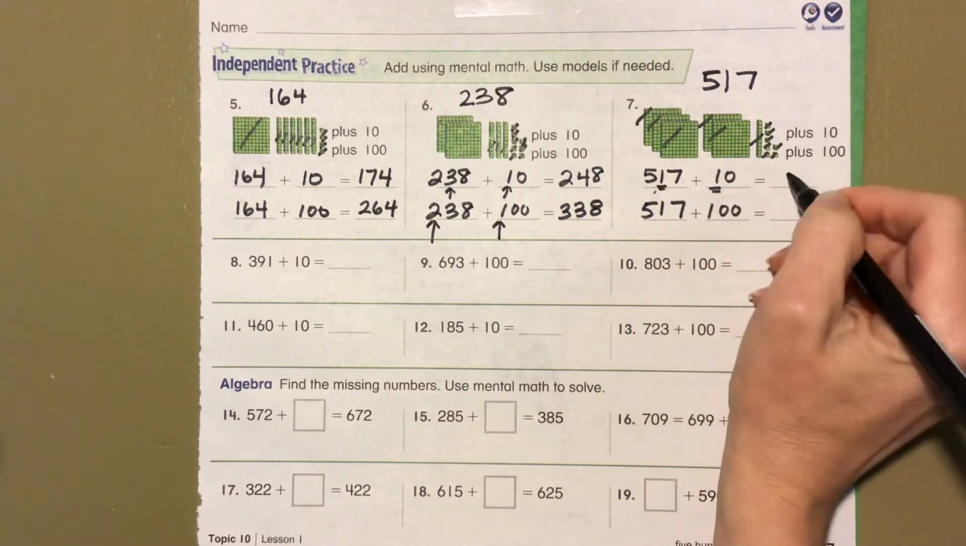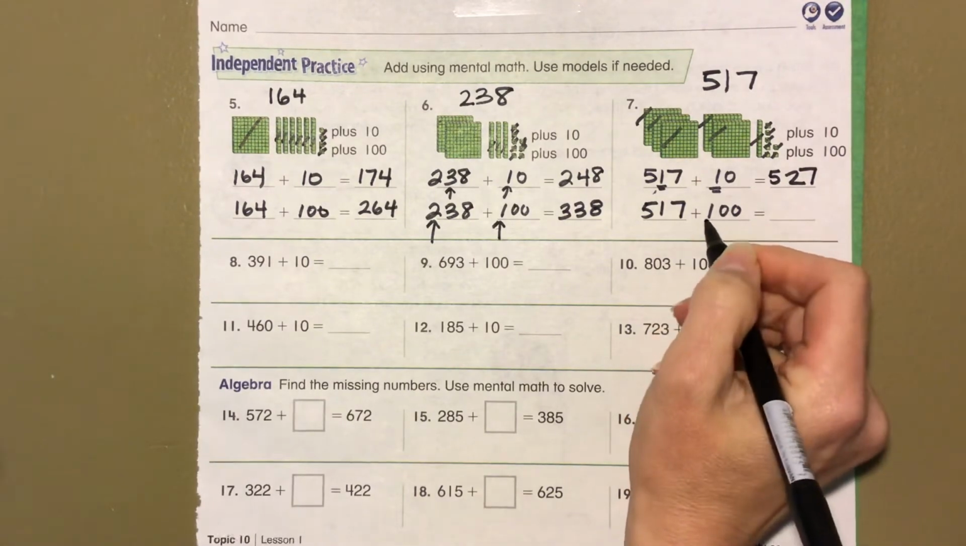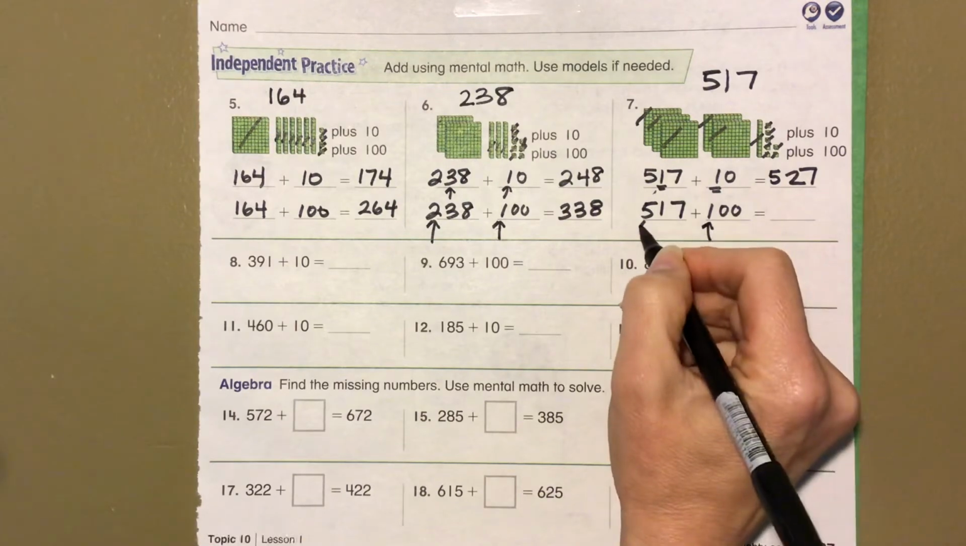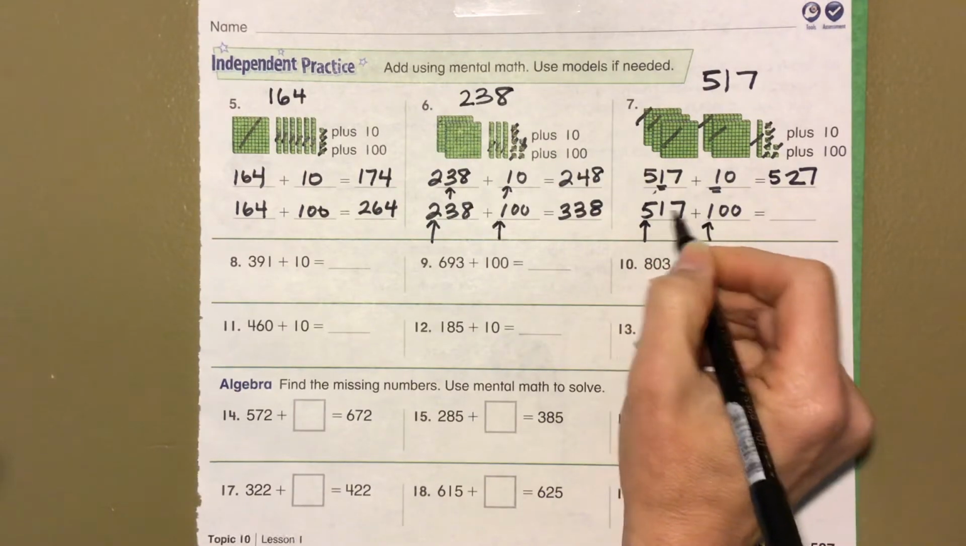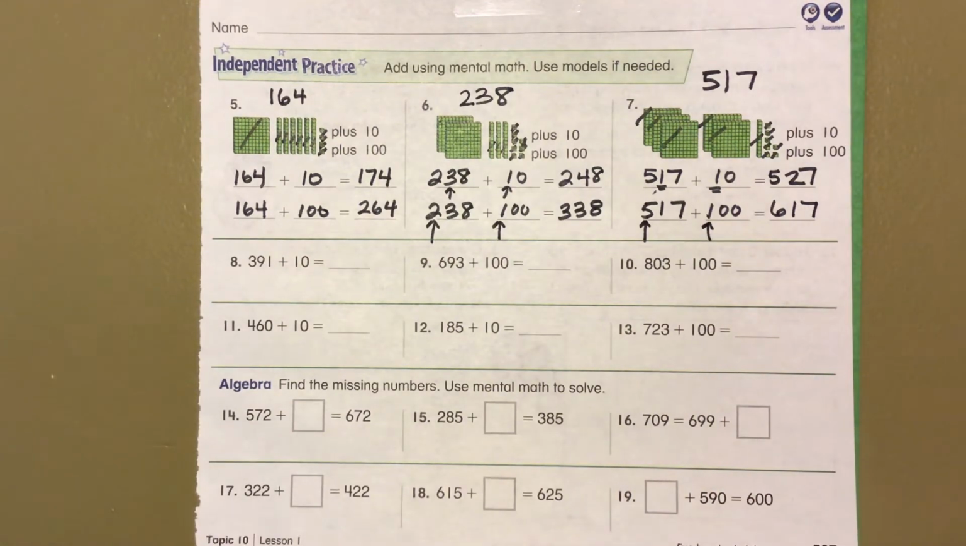So if we have a 1 here, that's going to become a 2. So 527. On the second part, we're adding by hundreds. And so our number in the hundreds place will change by 1. 5 plus 1 is 6. The other numbers stay exactly the same. So we get a sum of 617.